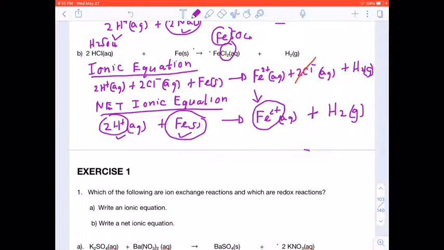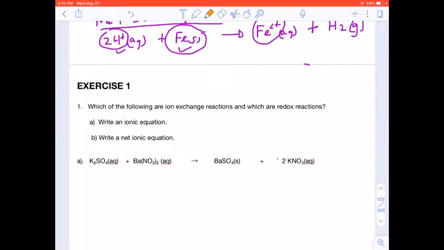Right, now let's look at this exercise. Which of the following are ion exchange reactions and which are redox reactions? Okay, which are ion exchange reactions and which are redox reactions? Okay, now let's look at the first one.